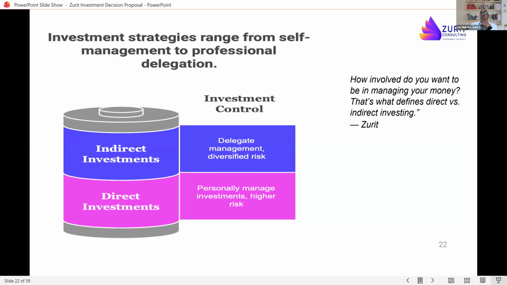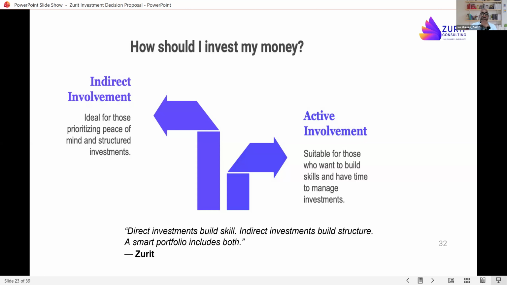Now, all these things again require a balance. What is it you're trying to achieve as an individual? So it goes back to you understanding your financial goals, where you want to be, and what you can afford to risk, what you can afford to lose, as we will see.